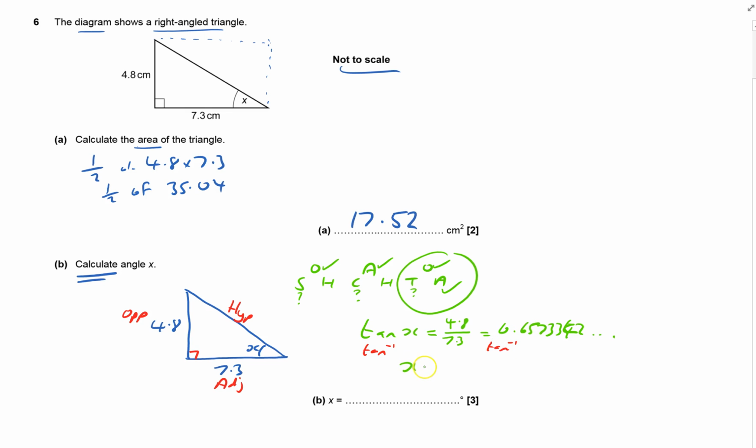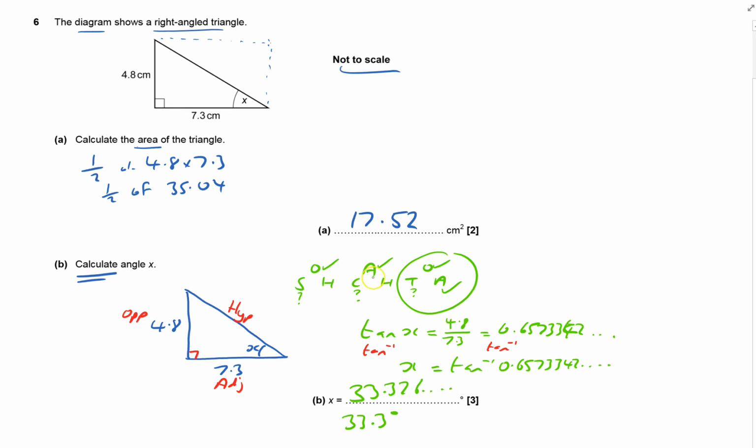And that will give me that X equals tan to the minus 1 of 0.6573342. And that means that X equals, on a calculator, make sure it's in degrees, 33.326. I'll probably put down 33.3 degrees.